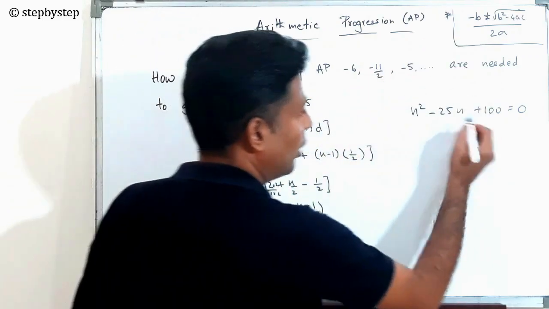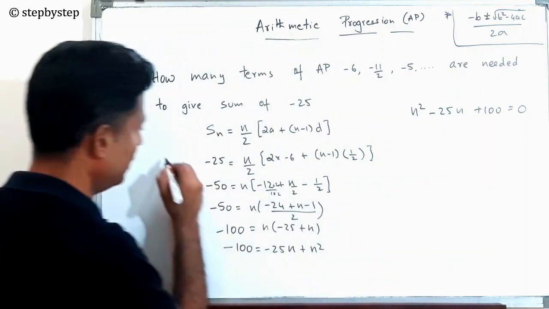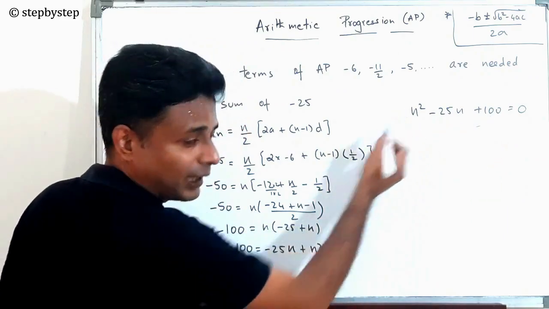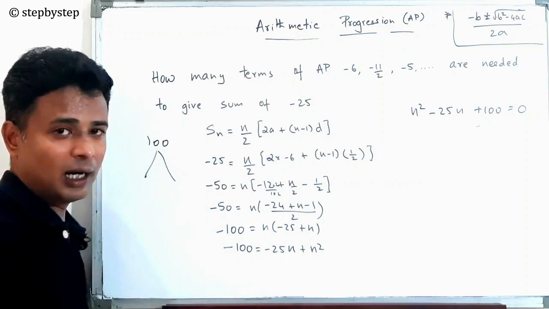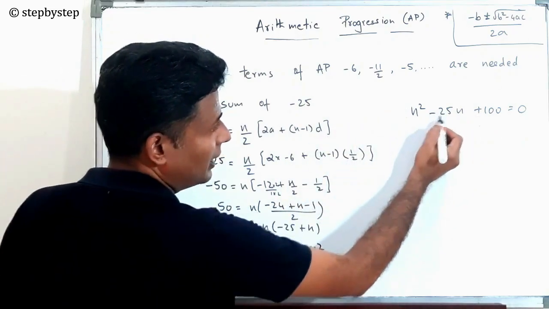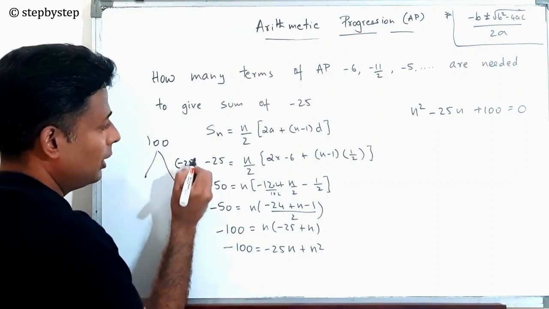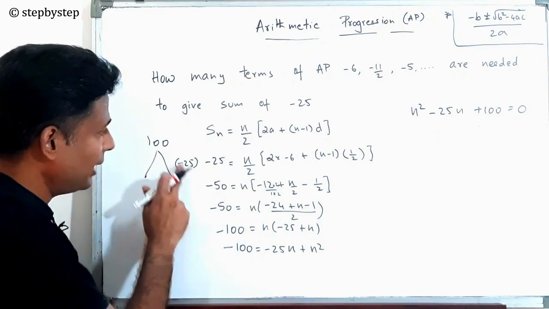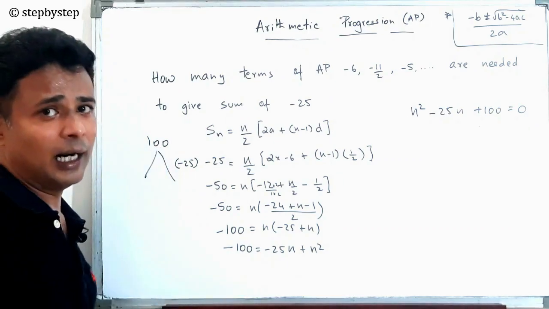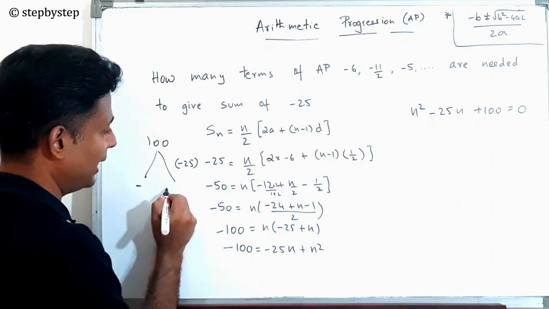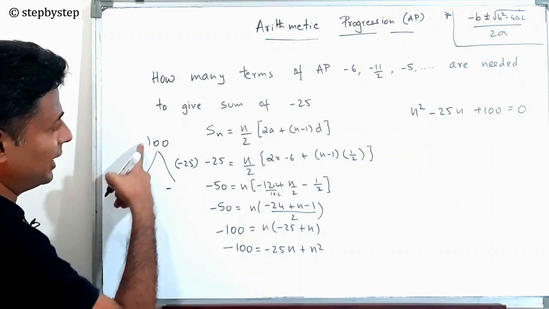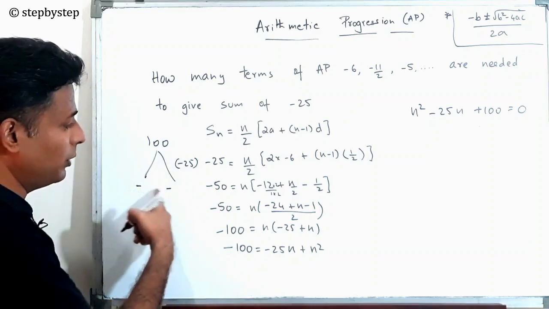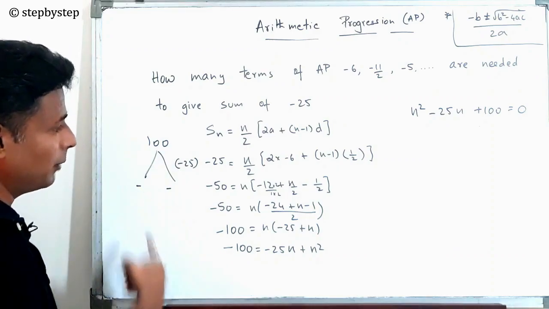Alright. So now for factorization, what do we need? If you remember, first term into last term, 100 into 1. So when you multiply, you should get 100. Middle term is minus 25. So you need two numbers, which when you add, you get minus 25, and when you multiply, you get 100. Which means both numbers will be negative, right? Because minus into minus will give plus, and minus plus minus will give you minus. So when you add, you should get negative, when you multiply, you should get positive, which means both numbers are negative.